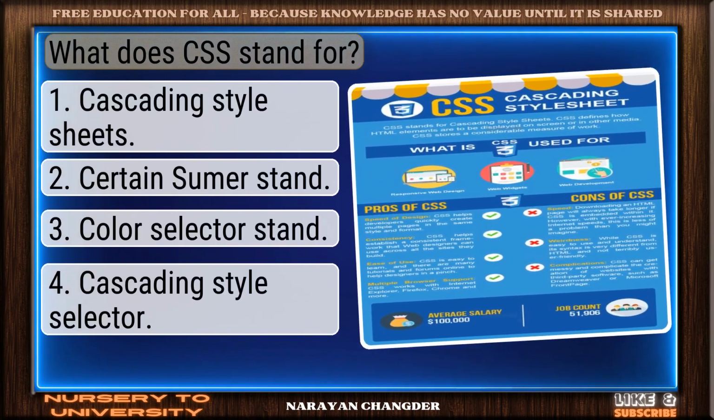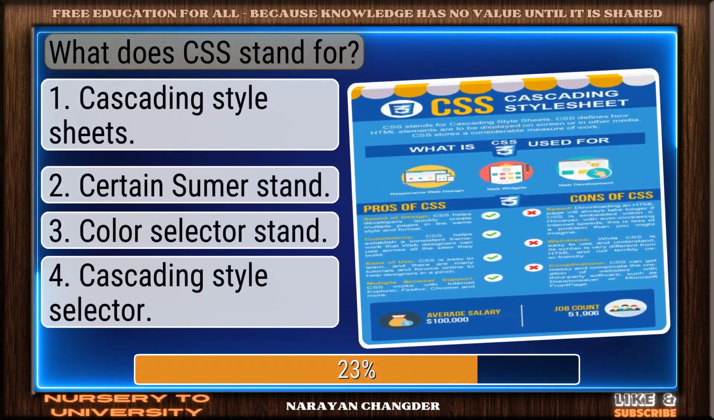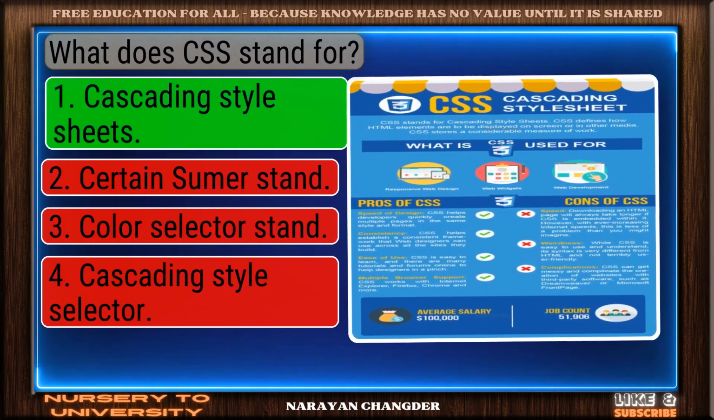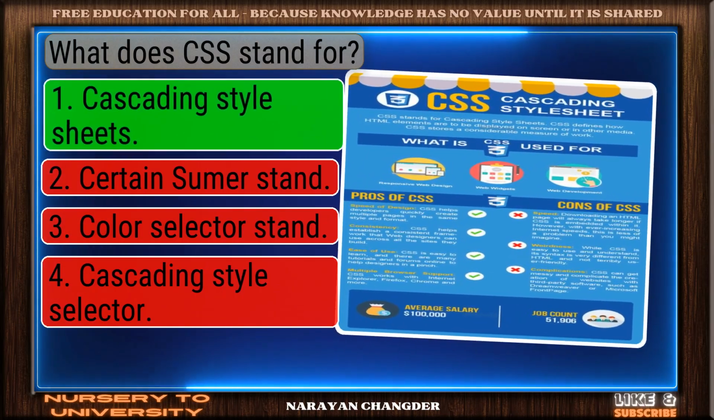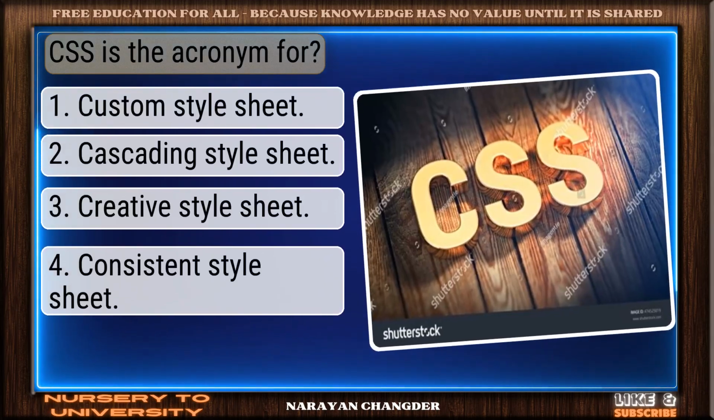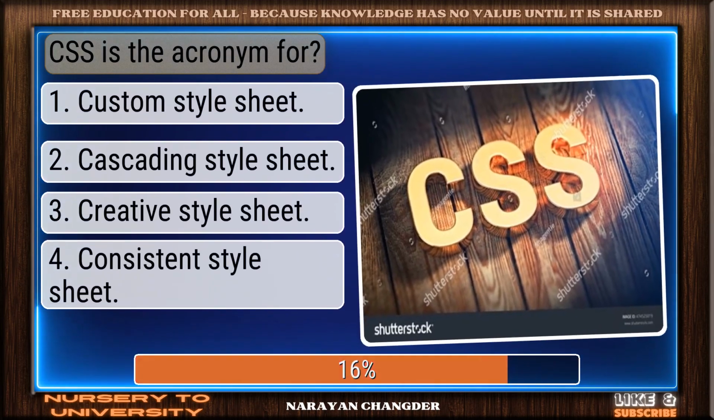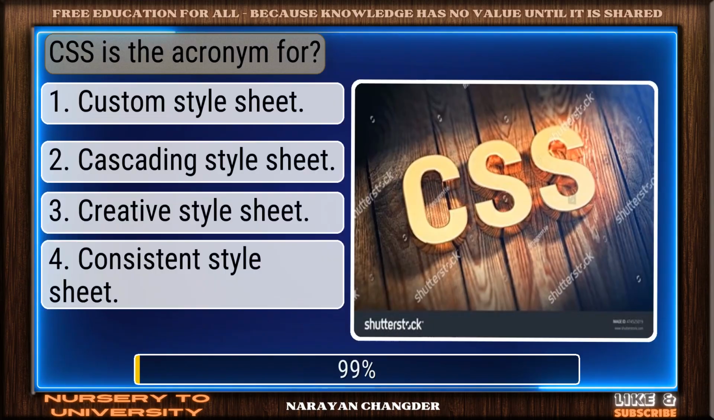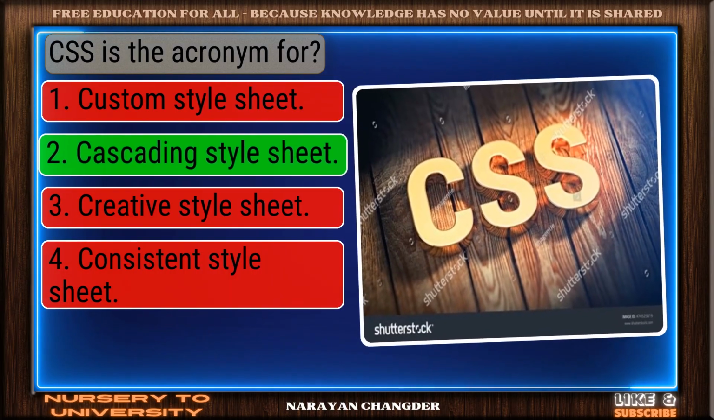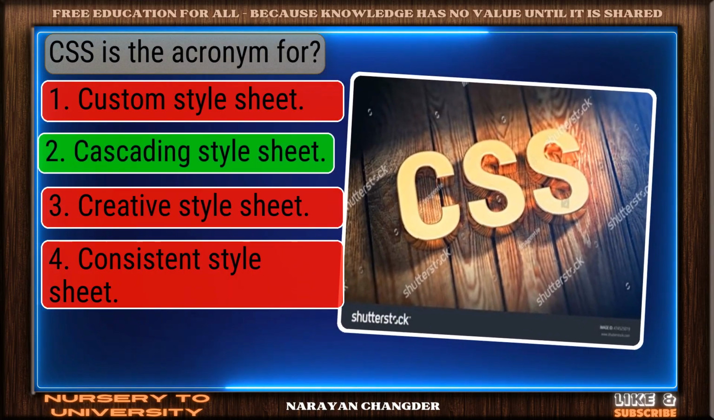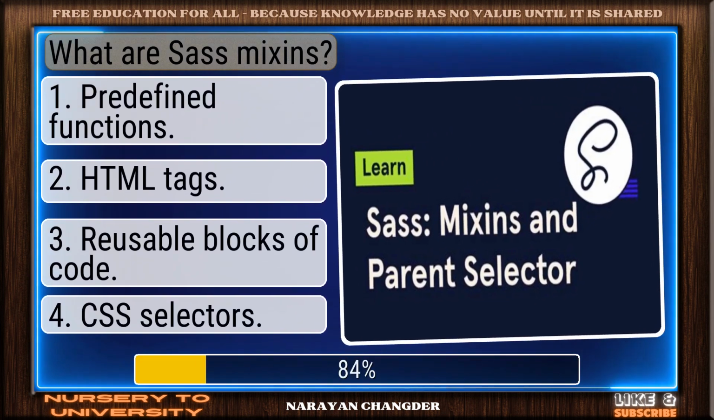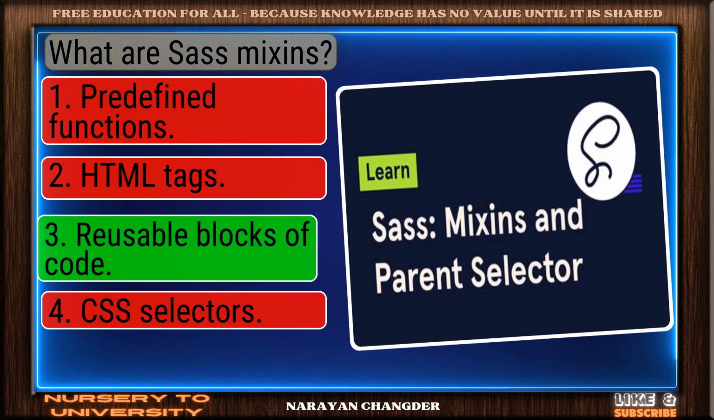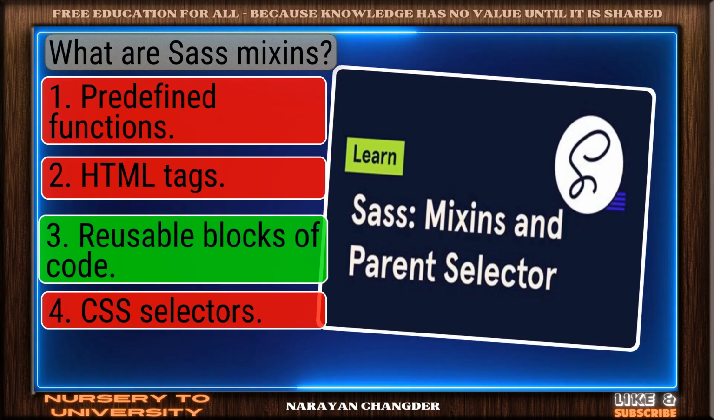Question number 64. What does CSS stand for? Nicely done. Cascading style sheets is a solid answer. Question number 65. CSS is the acronym for. Correct. Cascading style sheet is the right answer. Question number 66. What are Sass mixins? Well reasoned. Reusable blocks of code is the correct choice.